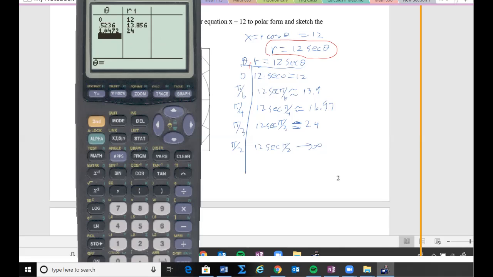And there's the 24 for the R value. And you can get close to pi over 2 without getting there. For instance, you could take pi over 2, let's make it a little bit less than half. So we'll say 0.49 pi. Let's see what that gives us.